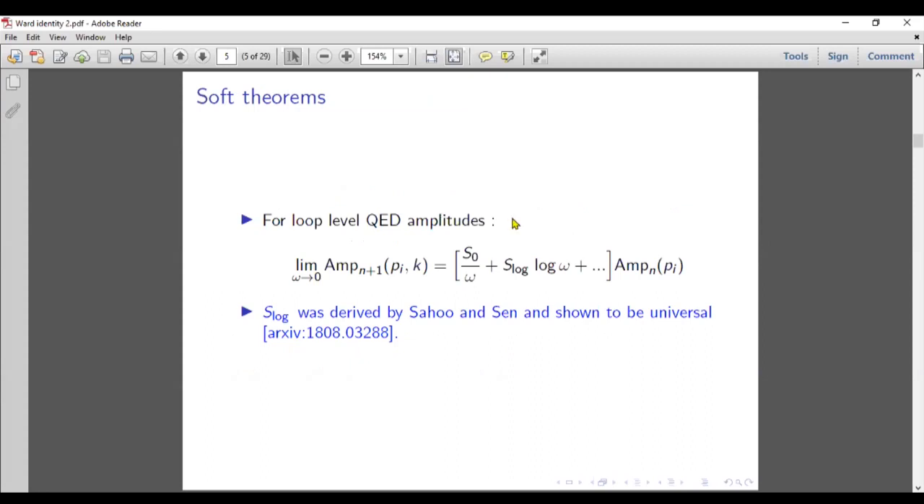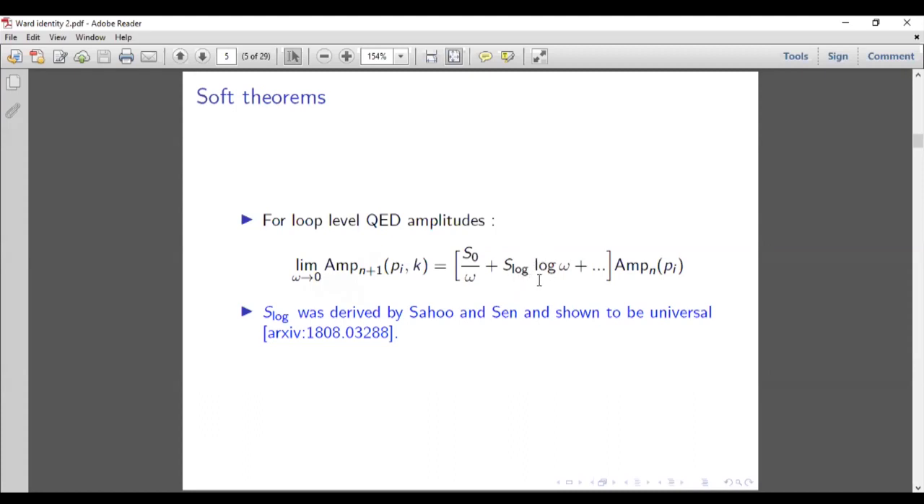Okay, so let's discuss soft theorems. These are universal statements about quantum amplitudes. If we consider an n+1 point amplitude and take the energy of one of the photons, denoted by omega, to 0, then the leading order term goes like 1 over omega. This is called the leading soft photon theorem, where S0 is a universal factor. Now in 2018, Sahu and Sen derived the subleading term in the loop level amplitudes.